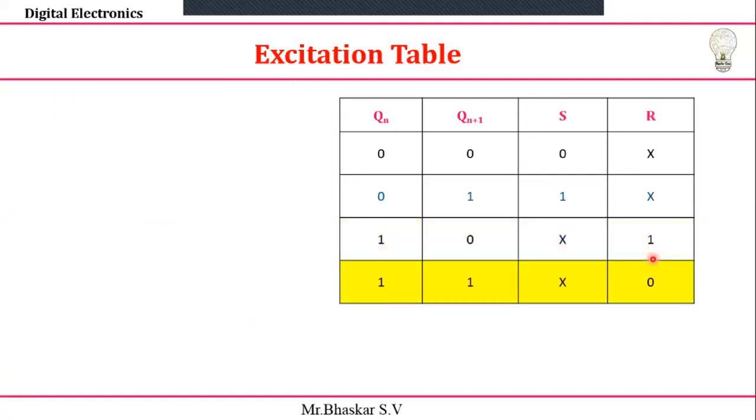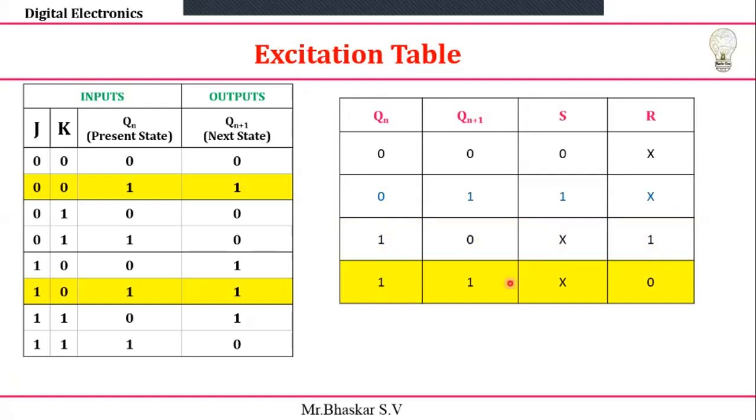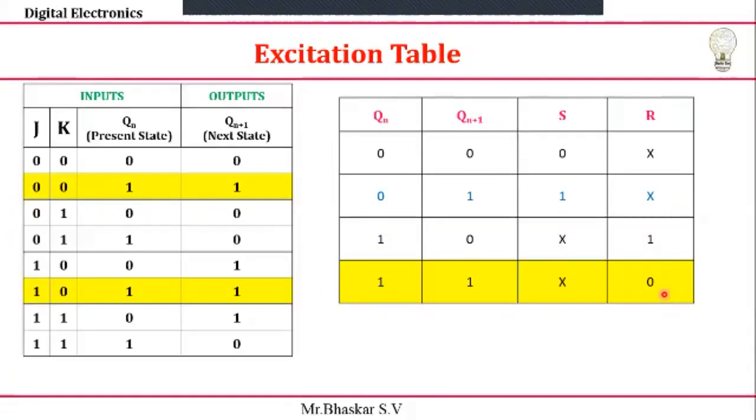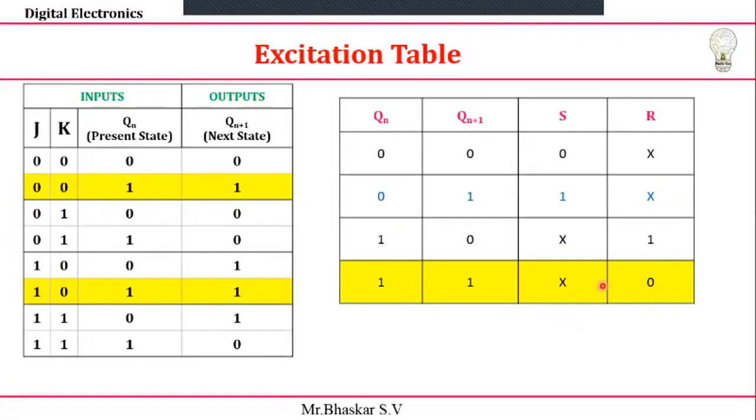Next, the last condition is 1, 1. Suppose Qn and Qn plus 1 values are 1, 1. You can see that my K value is fixed at 0, but the J value is varying, 0 to 1. So I'm getting here X and 0. So these are the two values we are getting. This is the excitation table of our JK flip-flop.